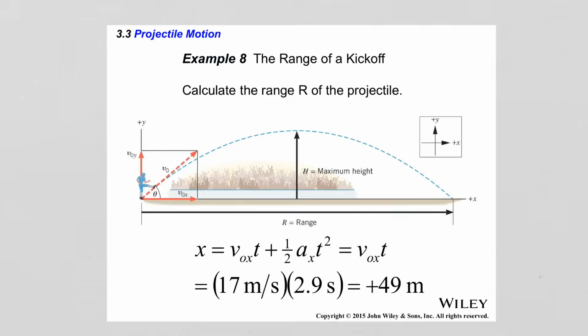And now I can ask one more question, and that is, what is the range of this kickoff? Meaning, how far did the ball land from the starting point? So we know that in the horizontal direction there is no acceleration, and so the horizontal displacement is simply the initial horizontal velocity times time. And so that will be 17 meters per second times 2.9 seconds. That is 49 meters. That is how far the ball went after the kickoff.